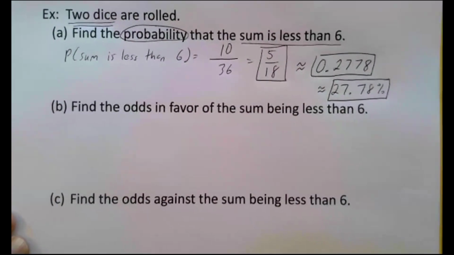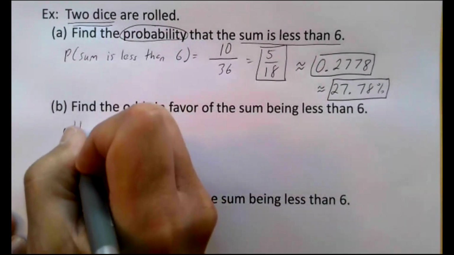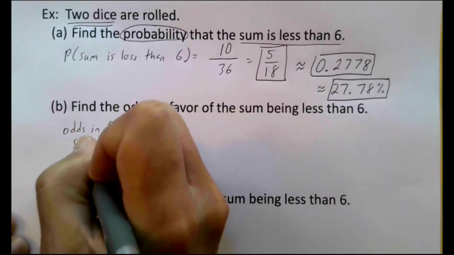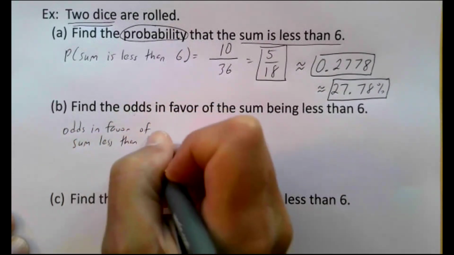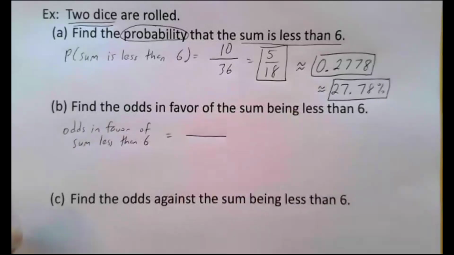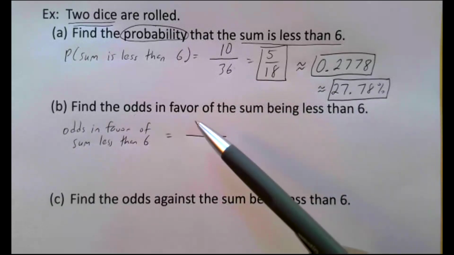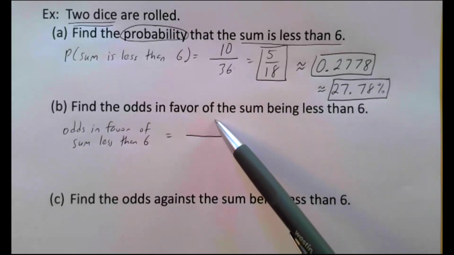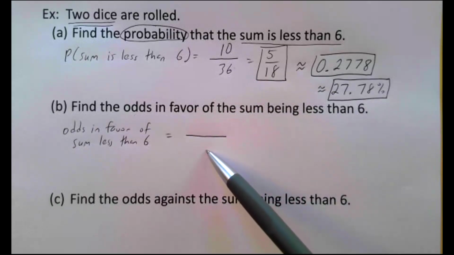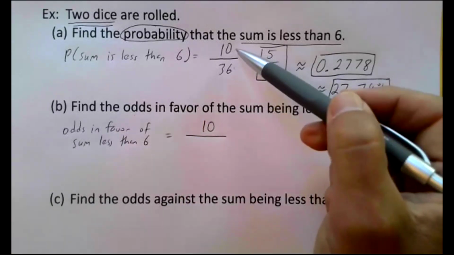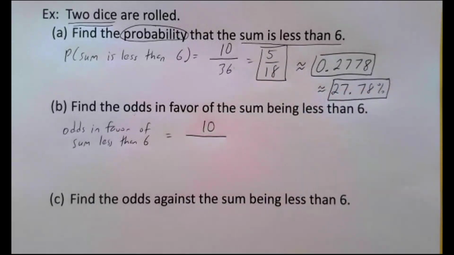And the odds in favor of the sum being less than 6. So we start as a fraction. We don't leave it as a fraction, but we start as a fraction. And this time, remember, odds in favor does not use total anywhere. 36 is not going to show up anywhere. It's just going to be like yes versus no, or favorable over unfavorable. So actually the 10 is still going to go up on top here. It's the same 10 we're talking about right there. There's 10 of them that add up to less than 6.